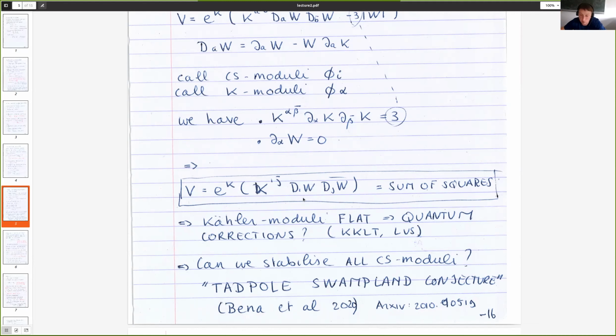Now you should ask yourself the question, can we stabilize all the complex structure moduli using this trick? And this very question, strikingly, people have studied GKP since the beginning of 2000. Thanks to the Swampland program, people stopped taking things for granted. And what did they discover, which I think is amazing? That for a generic Calabi-Yau, it might actually fail.